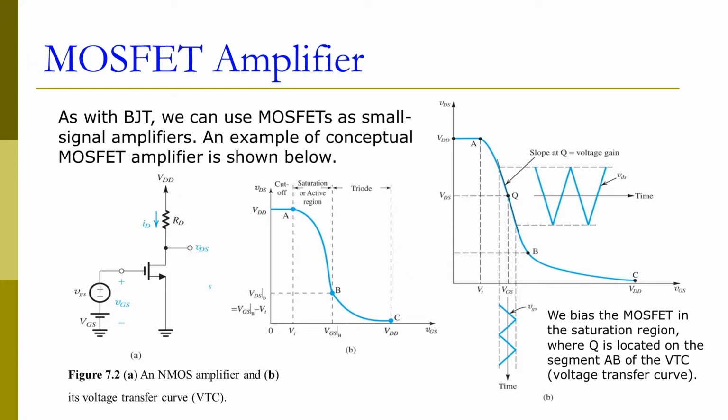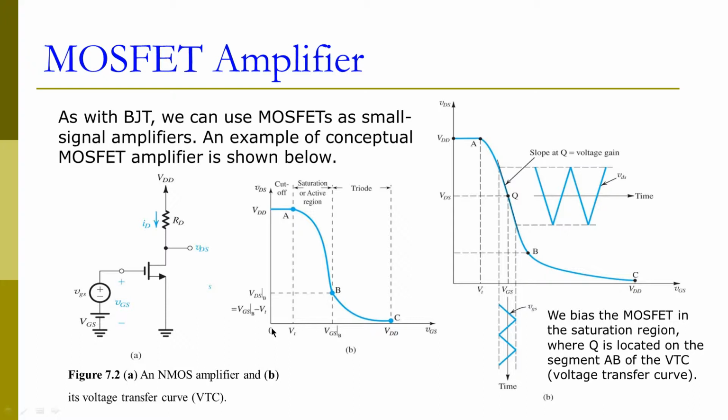With this conceptual MOSFET amplifier, we can obtain a voltage transfer curve. In this voltage transfer curve, the horizontal axis is VGS, which is the voltage applied to the gate, and the vertical axis is the VDS, which is the voltage at the drain.